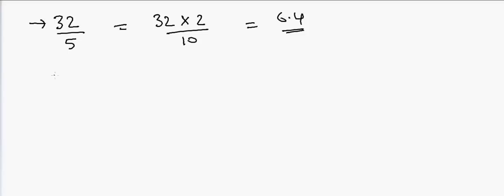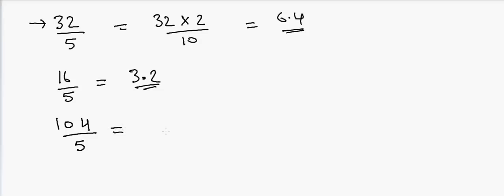Another example: suppose I have 16 and I want to divide by 5. The answer is 2 times 16, which is 32, and then put a decimal here. So that's your answer. Again, if I have 104 to divide by 5, what would be the answer? 2 times 104 is 208, then a decimal here. That's your answer.